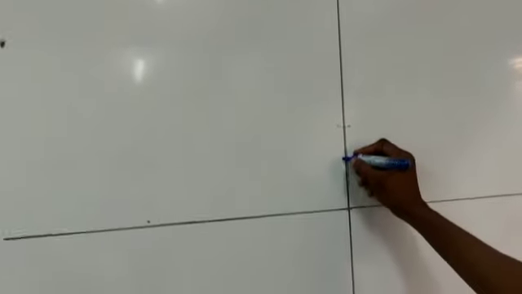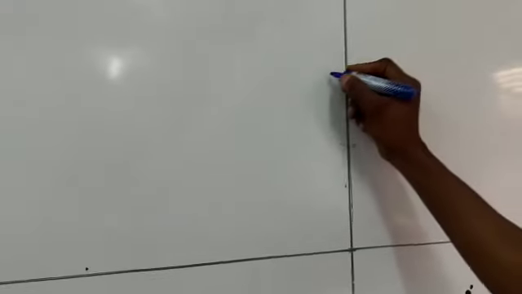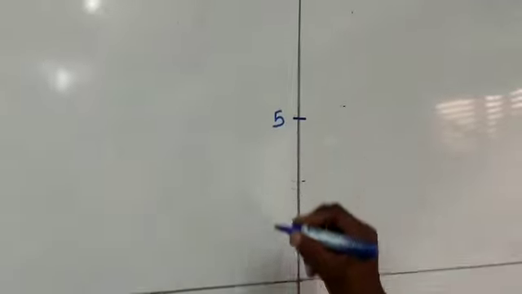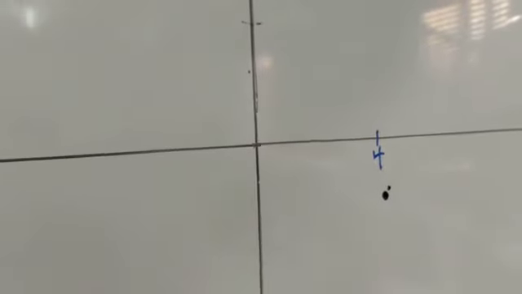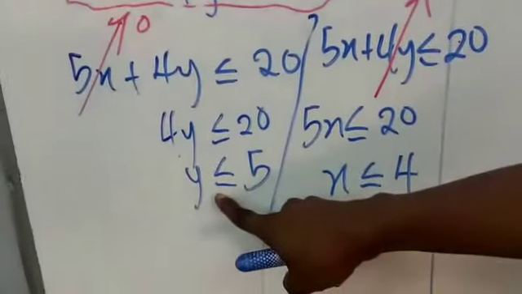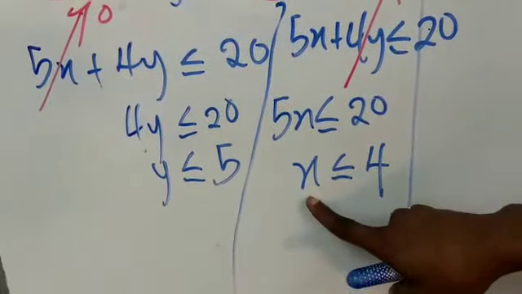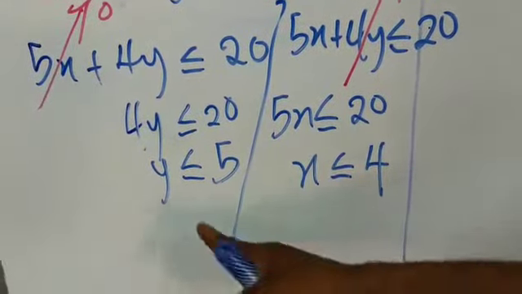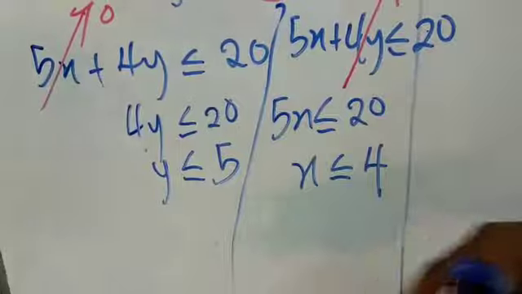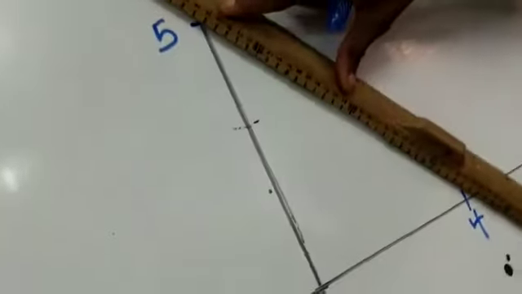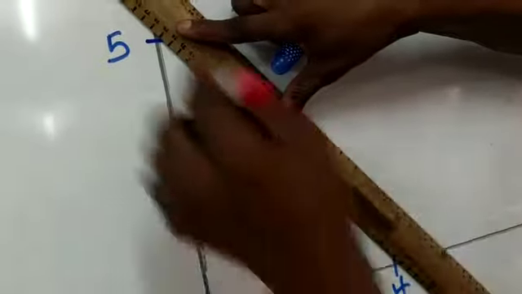So let's go to our graph now and mark the point 5. Let's say this is the point 5 here on the y-axis, and let's say this is the point 4 here on the x-axis. So I'm going to join the 2 points together. But remember that we have y is less than or equal to 5, x is less than or equal to 4. Since you can see the equal sign here, that means I'm going to join them together using a solid line. So this is the solid line joining the two together.